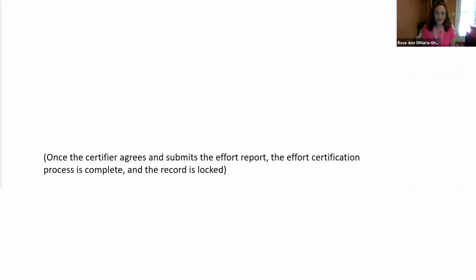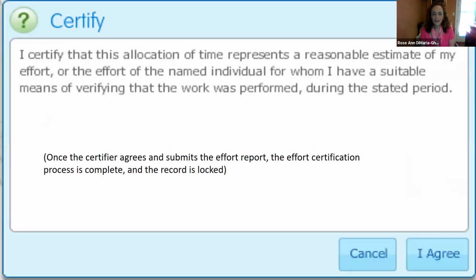Once the certifier agrees and submits the effort report, the effort certification process is complete, and the record is locked. So here's where you actually need to click. Once you say certify, a screen will pop up, and you have to click where it says I agree. Make sure that you totally agree that this was a reasonable estimate of your effort, because if we get audited, the university will say that you signed off on your time.